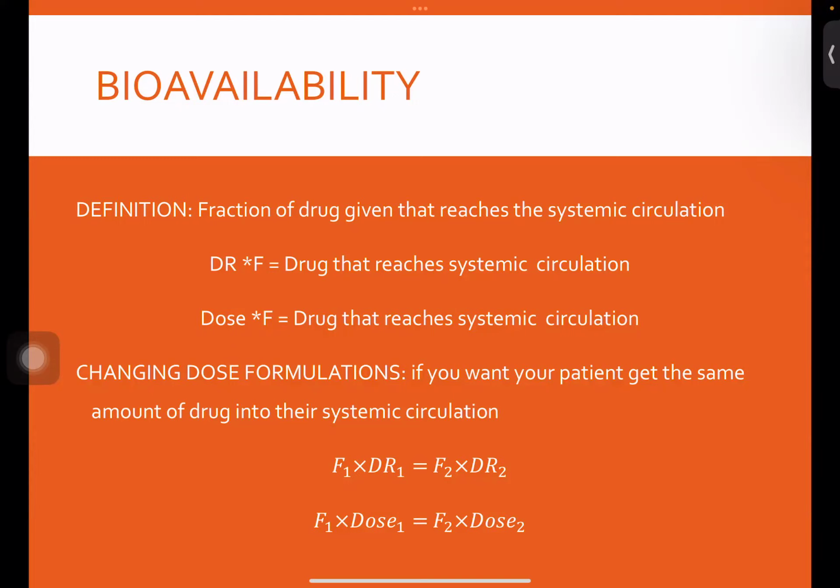So in order for a drug to passively diffuse through that membrane, what are the qualities of passive diffusion? First of all, what powers passive? Remember, passive means no energy is needed. What powers passive diffusion? Concentration gradient, right?